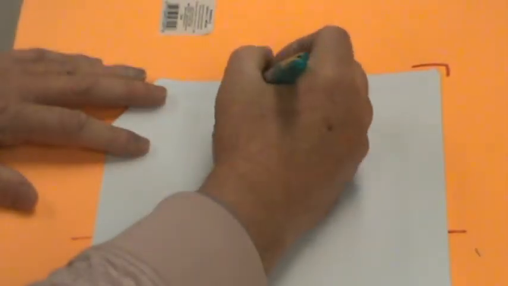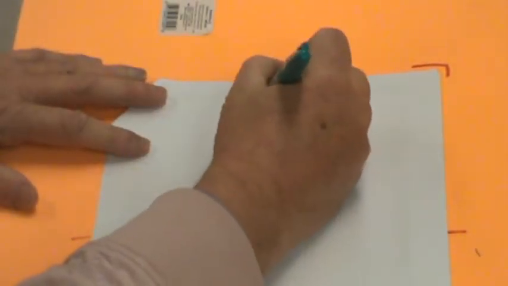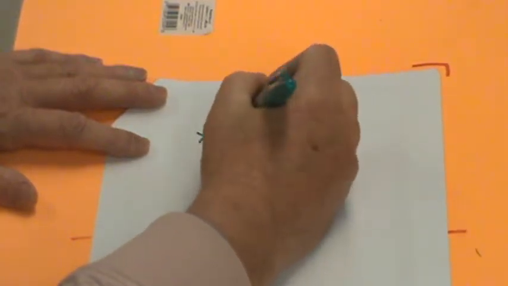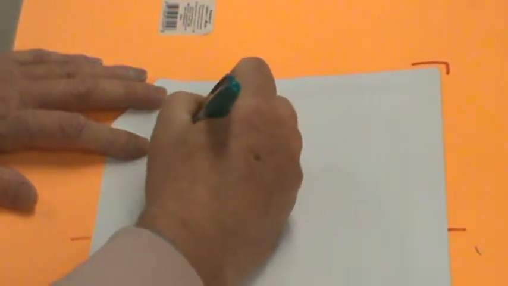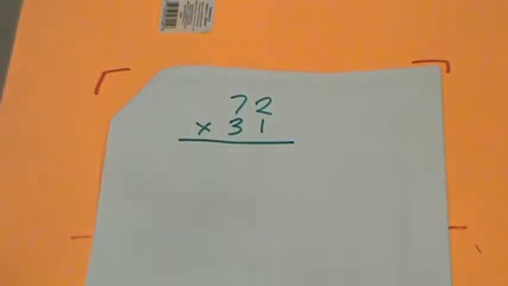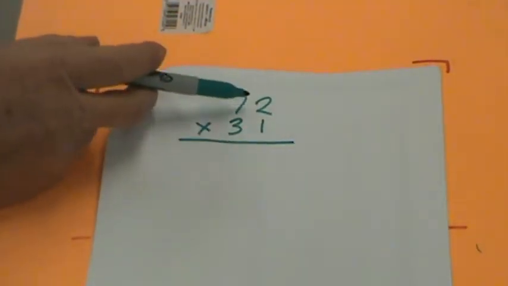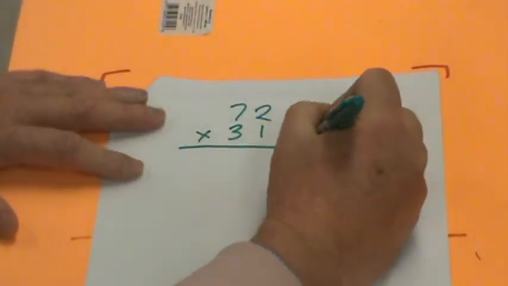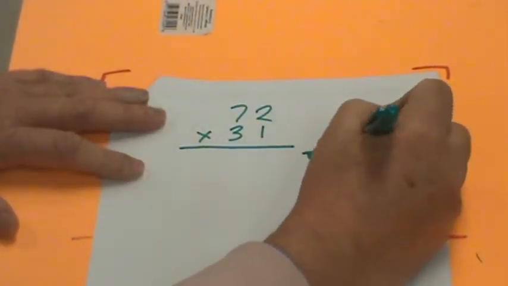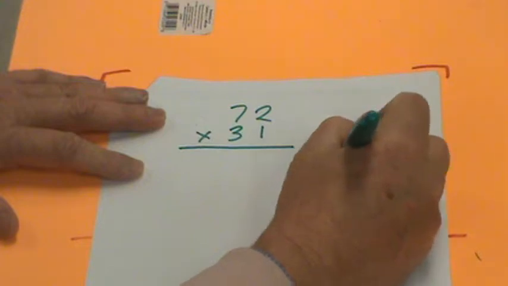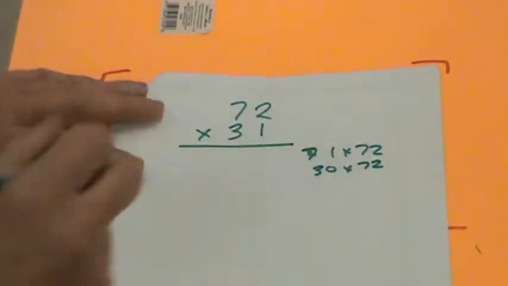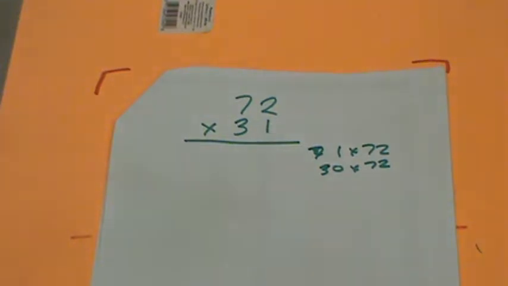Before we dig into our problem set, let's do one more. And I want you to try to do this one on your own, okay? We're going to have, let's do 72 times 31, all right? And I want you to try to do this on your own. Think of it as 72 times 1 and then 72 times 30. In fact, let's go ahead and do that right here. 1 times 72 and 30 times 72, okay? Do your best. Hit pause.